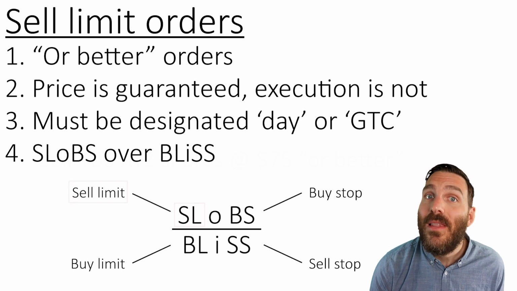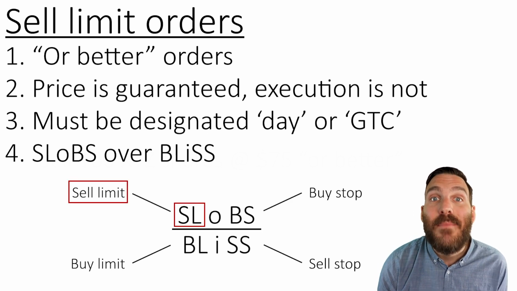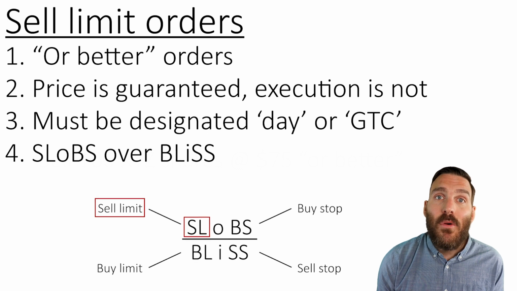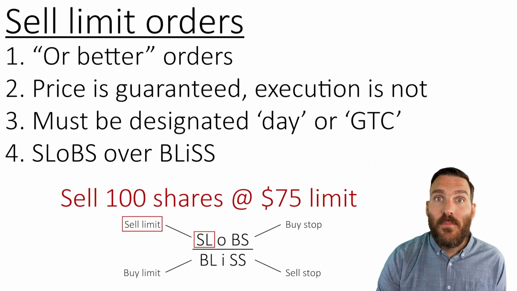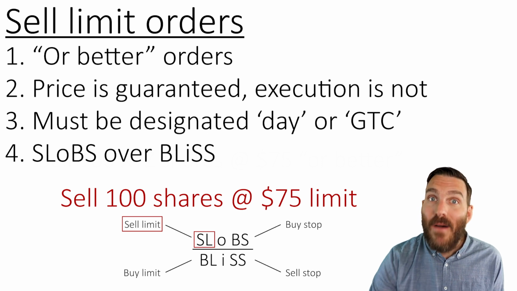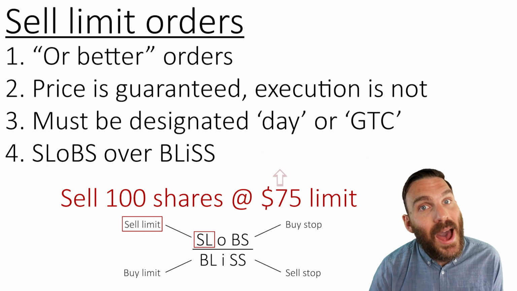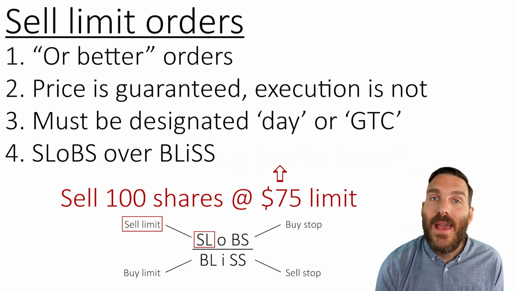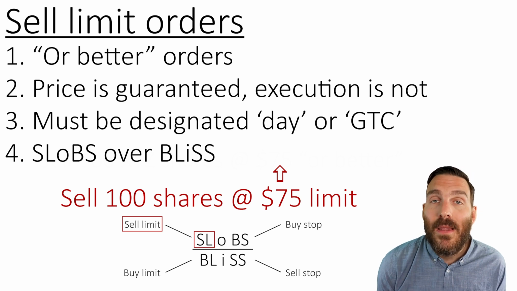We've been looking at sell limits in this video. SLoBs, and specifically SL, is above the line. So going back to the order we had up front, sell shares at 75 limit, if we use SLoBs over BLiSS and identify that SL is above the line, we know that we need the market price to hit 75 or higher in order for the order to be executed. And that's all we use SLoBs over BLiSS for. Is it above or below the line? And that tells us where we need the market price to be.